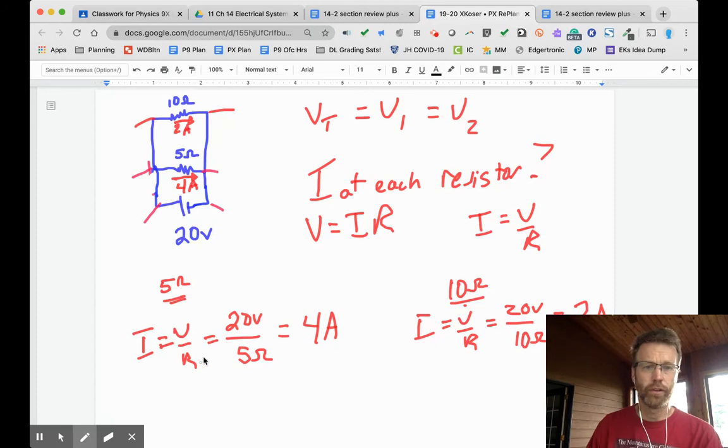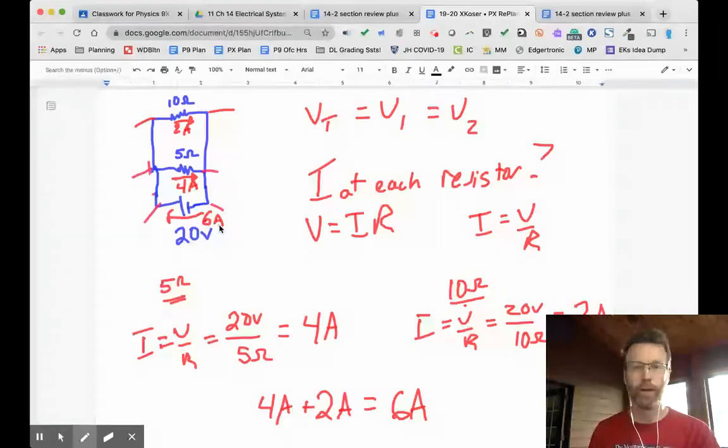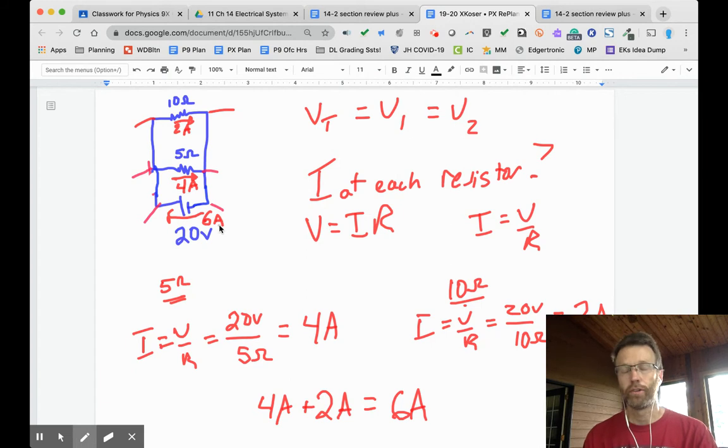What does that tell us about the current provided by the battery? Well, the total current is just the sum of the individual currents. So the total current in this case is going to be 6 amps. How about that? That's the concept: using Ohm's law with this new idea of parallel circuits and practicing a little bit with some problems.